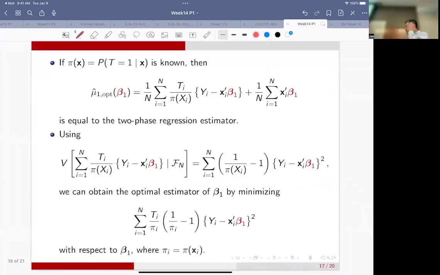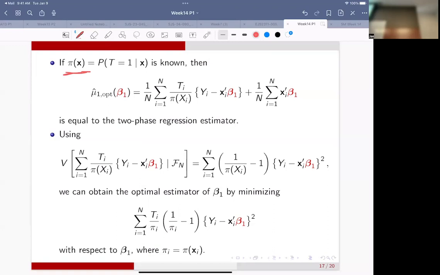So okay, let's simplify the problem. First thing, what if I know pi x? If I know the pi x, then it's actually not difficult, right? Because I can compute the conditional variance. If I have this one, then the conditional variance will be something like this.